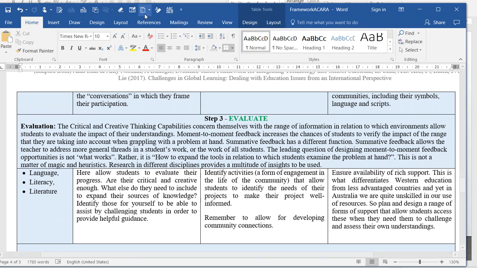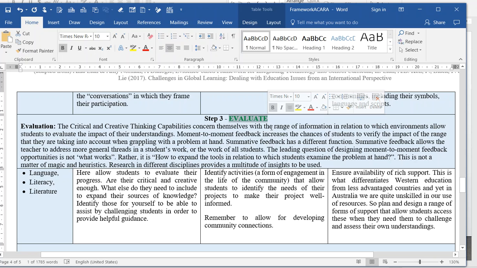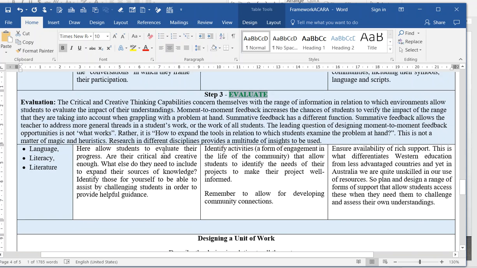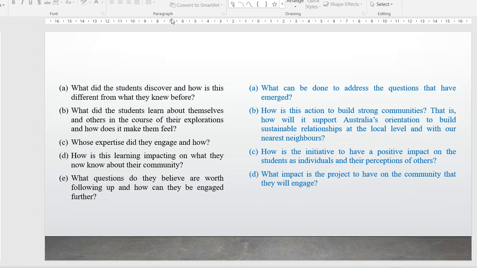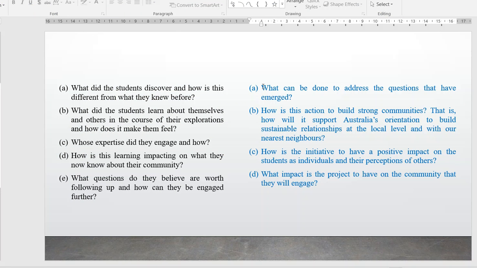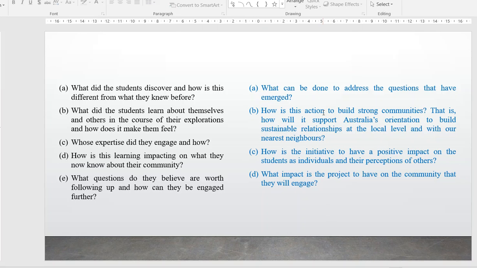And then the last is evaluate. I don't think you will actually have enough time. There are only five lessons or five sequential stages that you need to design for my assignment, so I'm not sure where you'll get to evaluate. But this is the time when students are able to look at those very questions again and ask themselves whether they have achieved what they set out to do.